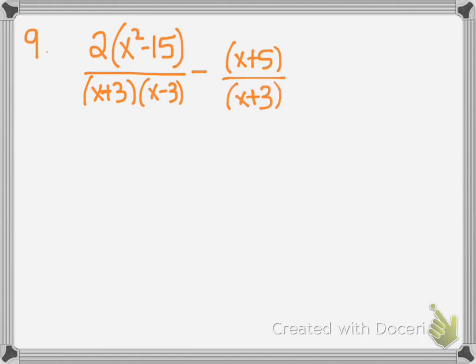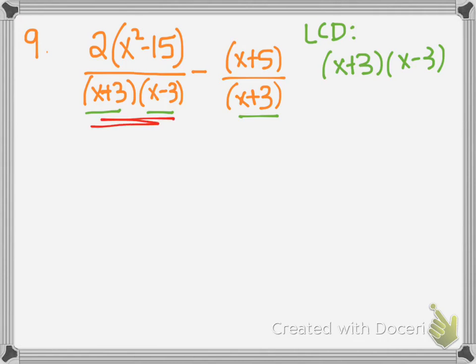Now we're going to identify our LCD. This has x plus 3, x minus 3, so we're going to put those together to be our LCD. And just like the one we just did, this left side doesn't need anything to be added to it. It already has the LCD on the denominator. So on this side, I'm going to multiply it by x minus 3 over x minus 3. So if I distribute that 2, I get 2x squared minus 30.